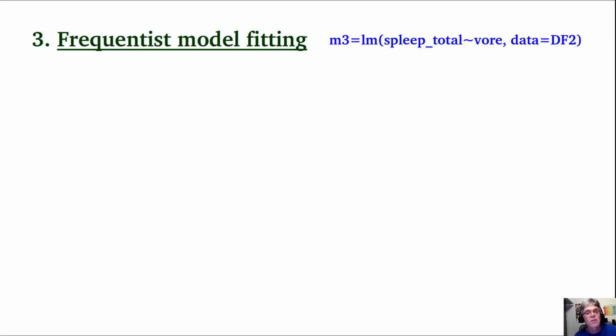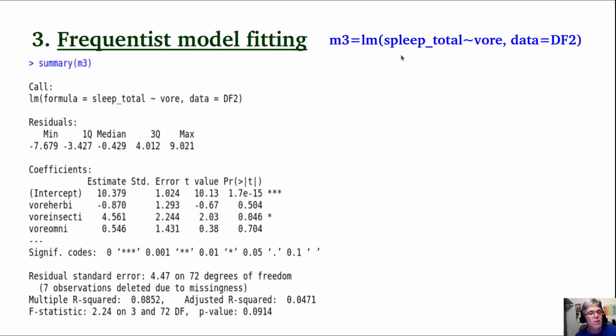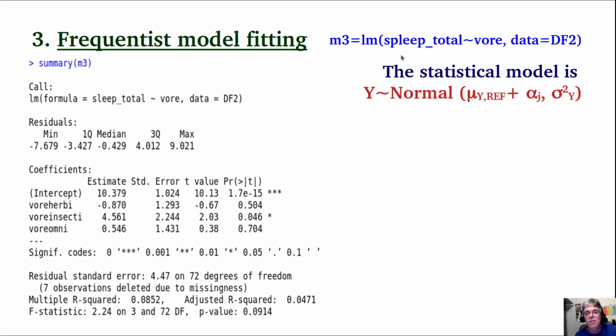So for the frequentist model fitting, lm amounts to linear model: the response variable and the explanatory variable, which is the diet. This is where the data is. M3 is the model, and the summary of the fitted model is shown here.